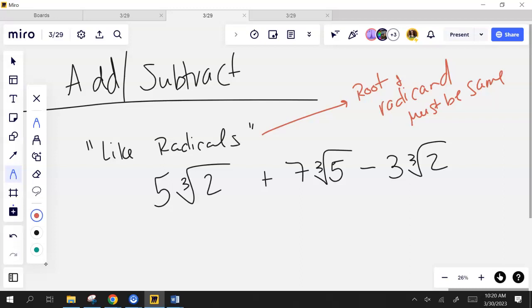So therefore, Charlie. Here's my like radicals. So I combine the number in front, I leave the radical alone. So this becomes 2 cubed root 2.